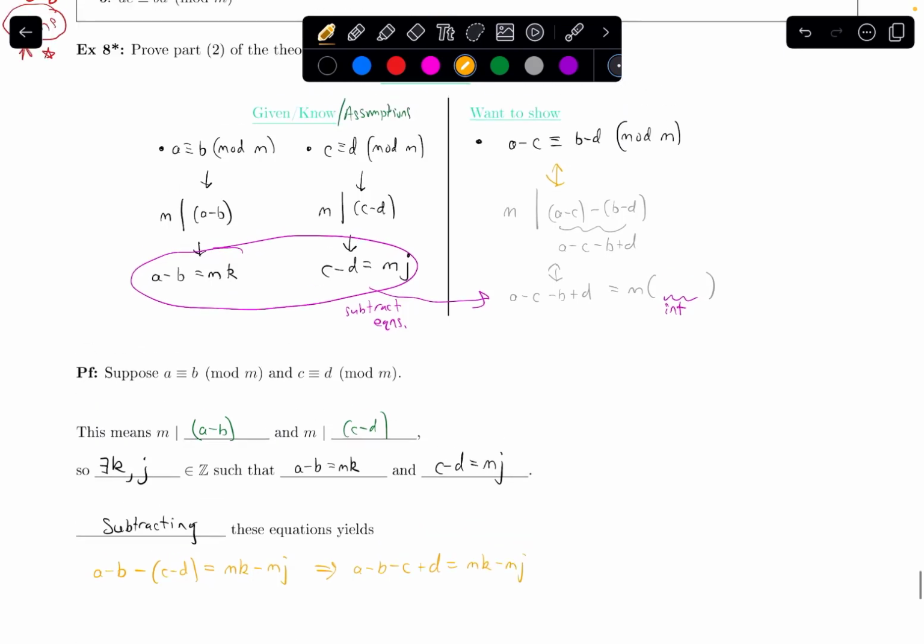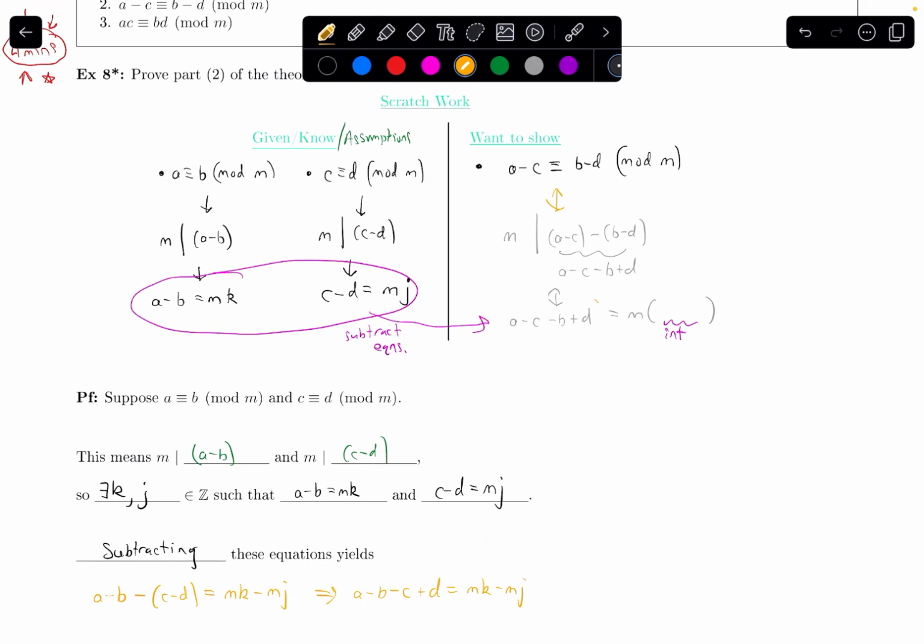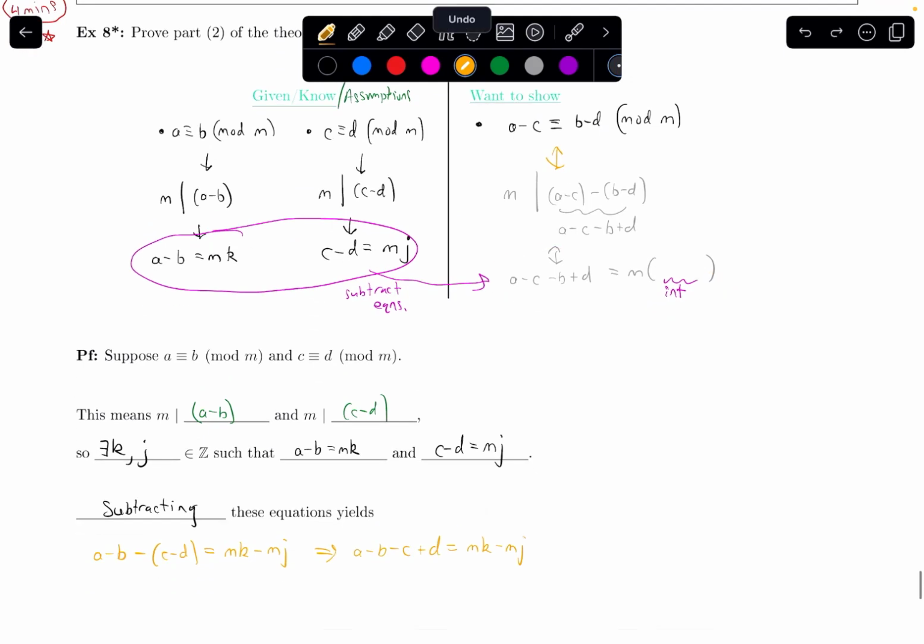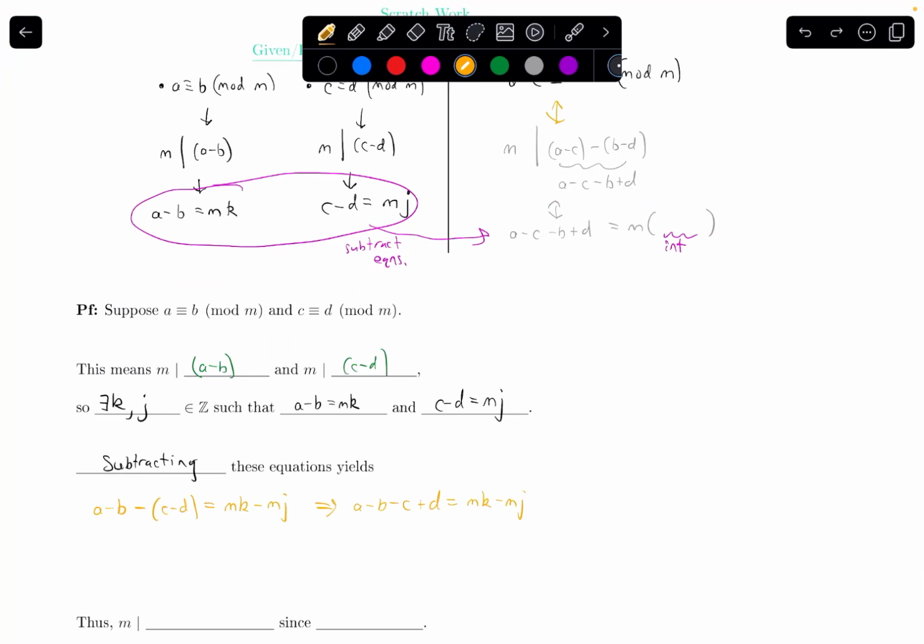Now I have something that kind of looks like what I need. In fact, let's do one other thing on the right-hand side, which is to factor out an m. That gives me m times k minus j, because now this is looking more like what I needed. So let's keep breaking it down like I had in these steps and rearrange these terms. It's the same as a minus c minus parentheses b minus d equals m times k minus j.